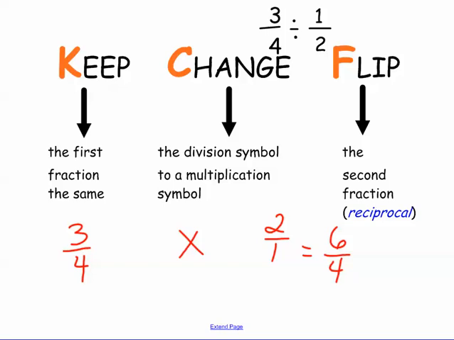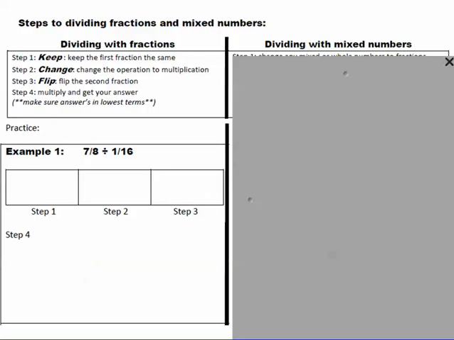Now, you might get an improper answer, so you have to change it. Never leave your answer improper. We've talked about that before. So you need to divide. How many 4s go into 6? That's 1. And 2/4 is left over, which would simplify to 1 1/2. Okay? All right, so now let's move on to your notes into some problems.